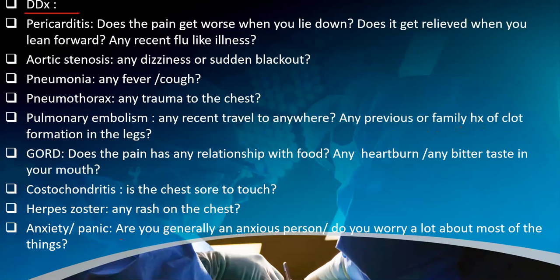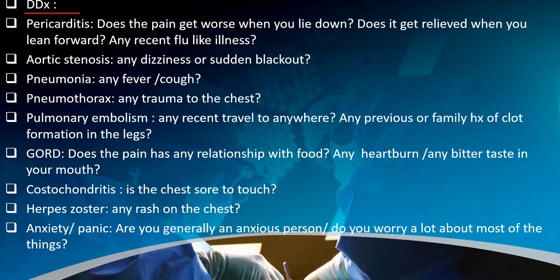Now go to the differentials. For differentials, start with pericarditis and aortic stenosis, because IHD or MI you already asked. For pericarditis, you can specifically ask, does the pain get worse when you lie down, and does it get better when you lean forward? Any recent flu-like illness? A pericarditis patient will have a recent viral RTI history, and they will also sit in a way that shows you they are leaning forward to relieve the pain. So that's a very important clue: when a chest pain patient is leaning forward while giving you the history, you should think it could be a pericarditis case.